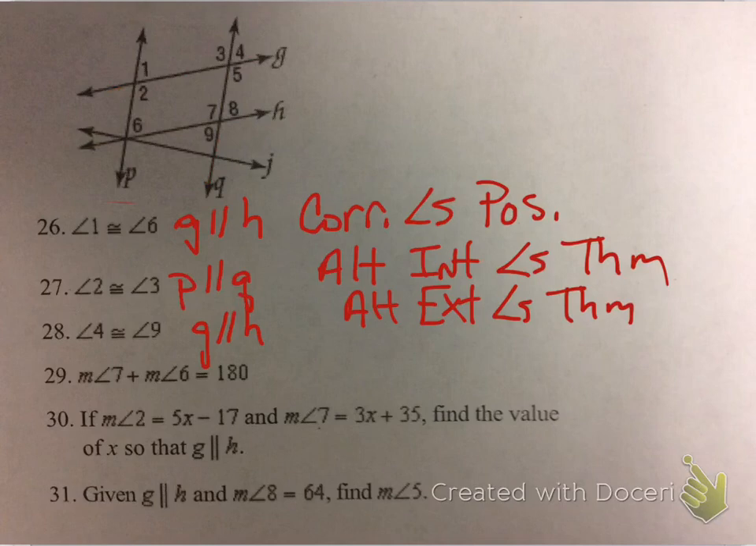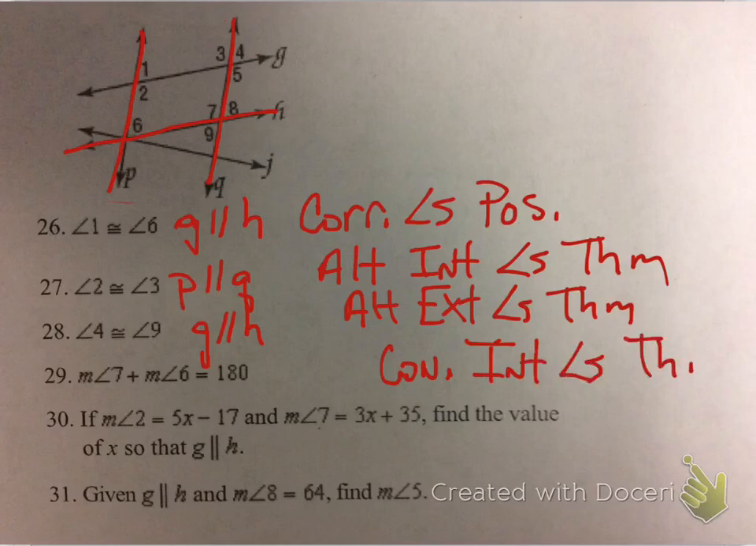Alright, number 7 and 6. You can see here again, 7 touches this line and this line. 6 touches these 2 lines, and you can see those are consecutive interior angles, and that means P and Q are parallel.